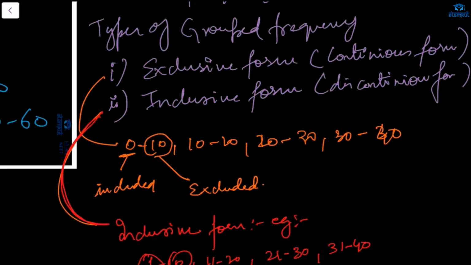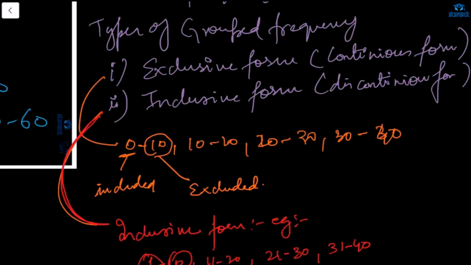Now, what do you understand, Shazan, with the word continuous? Continuous means it keeps on going. There is no breakage in that, no breaking point. Wo lagatar chal raha. That means continuous. There is no breakage, no stopping. It keeps on going. So, exclusive form means continuous form.